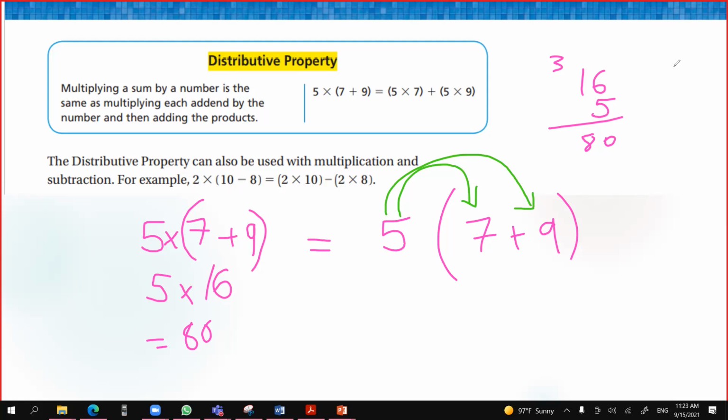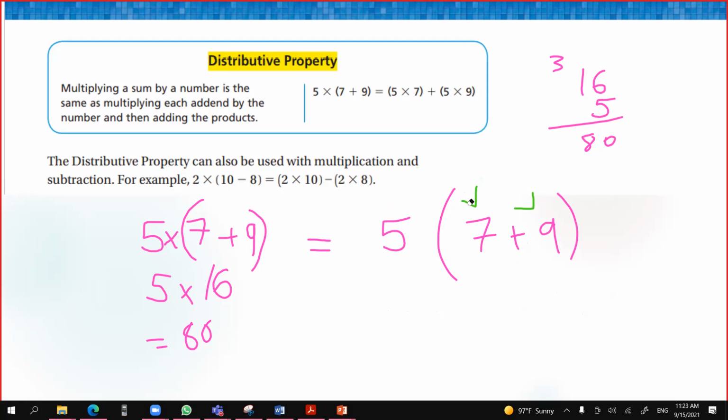Then after that, I will write 5 times 7 first. Then I will put it between two brackets. Then add, keep the plus as it is. Then 5 times 9, keep it as it is. Got it now? It's okay. I will repeat it now.